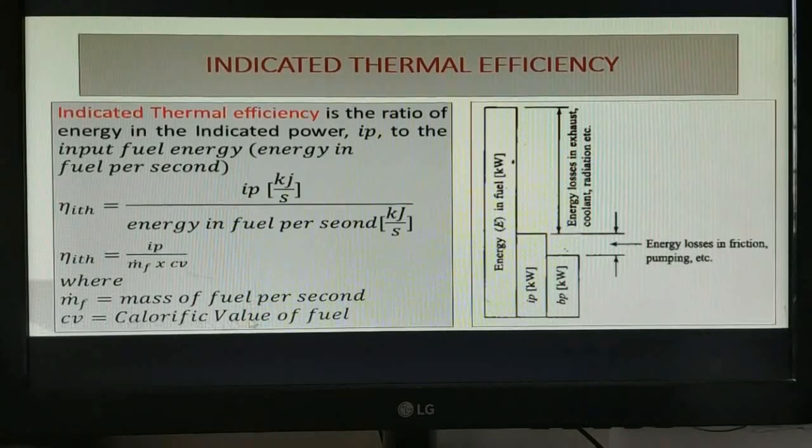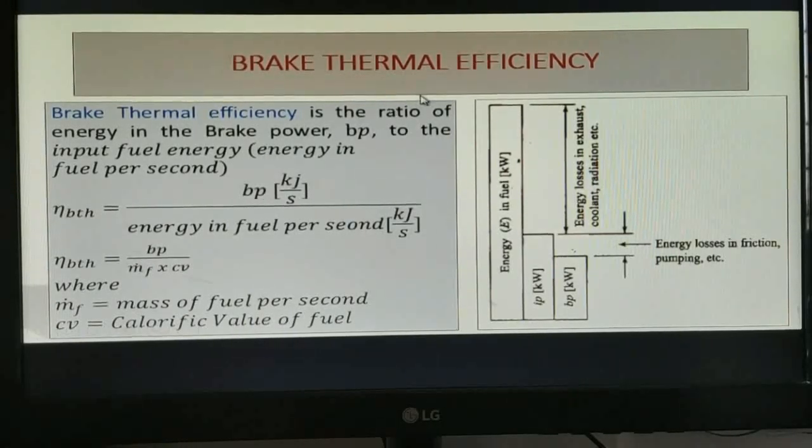So this will give you the amount of energy that is given by burning the fuel. And out of this energy, how much percent is used to generate the indicated power? That is given by the indicated thermal efficiency. So this is the indicated thermal efficiency.